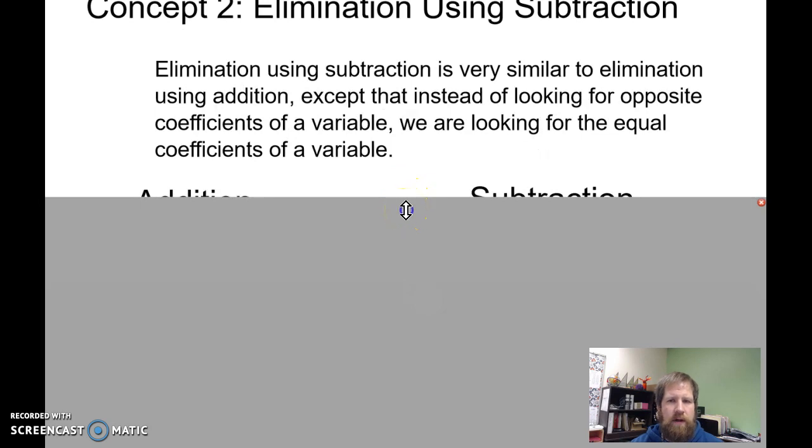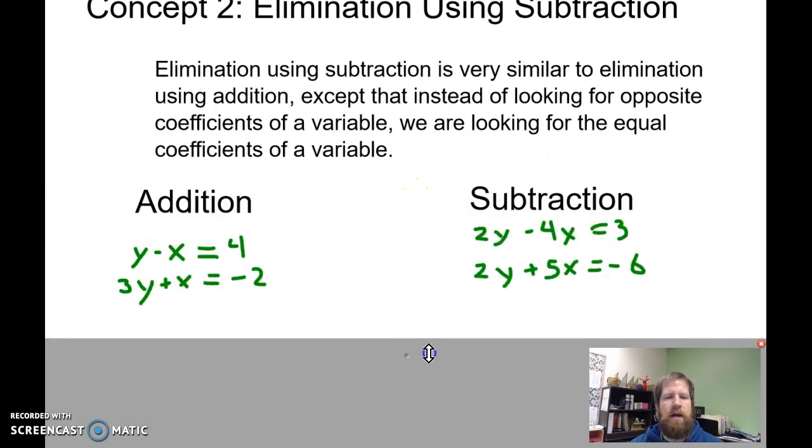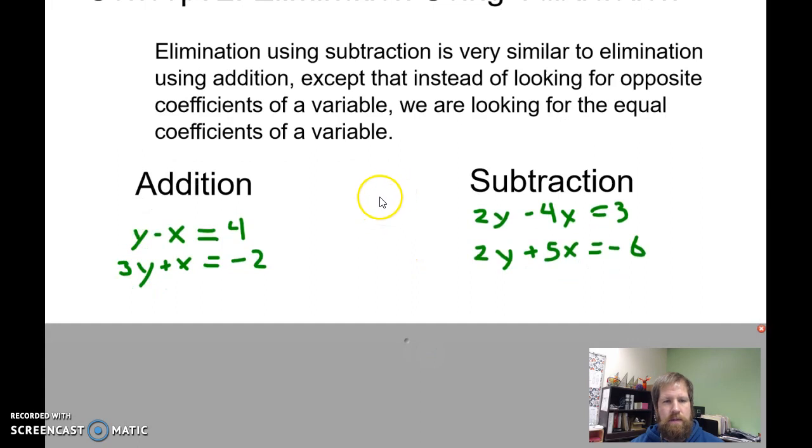And really what you're going to be doing is looking at a system, and then deciding whether to use addition or subtraction. When you have that opposite, I have negative x and positive x, or negative 1x and positive 1x, so I know when I add these together they're going to disappear. That makes me want to choose addition. It'll be easier.